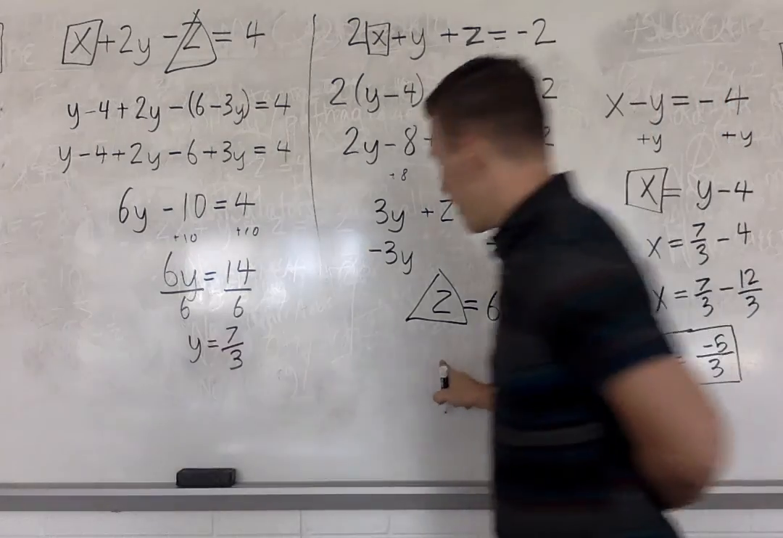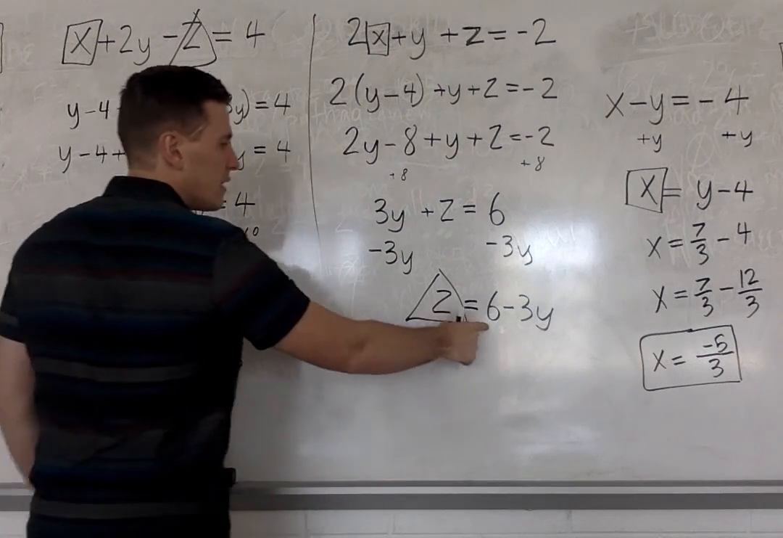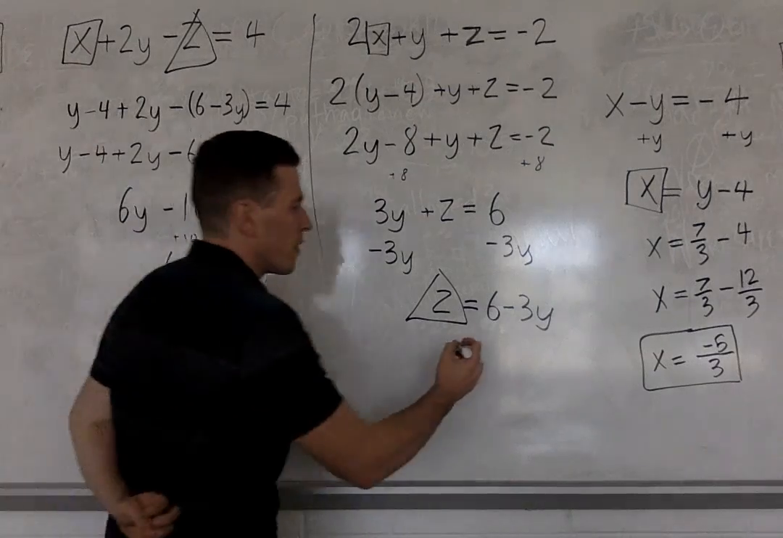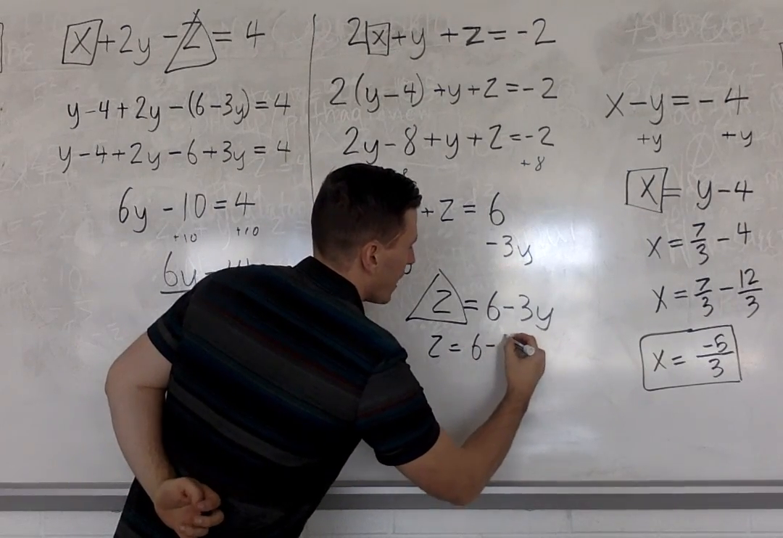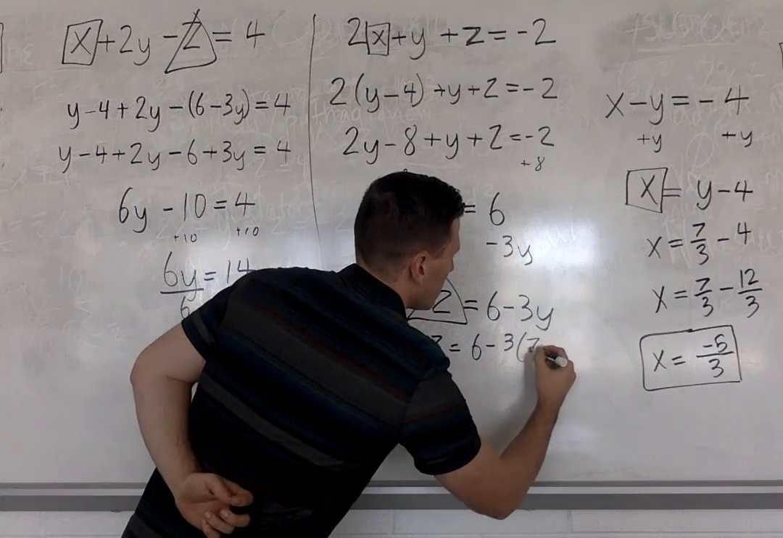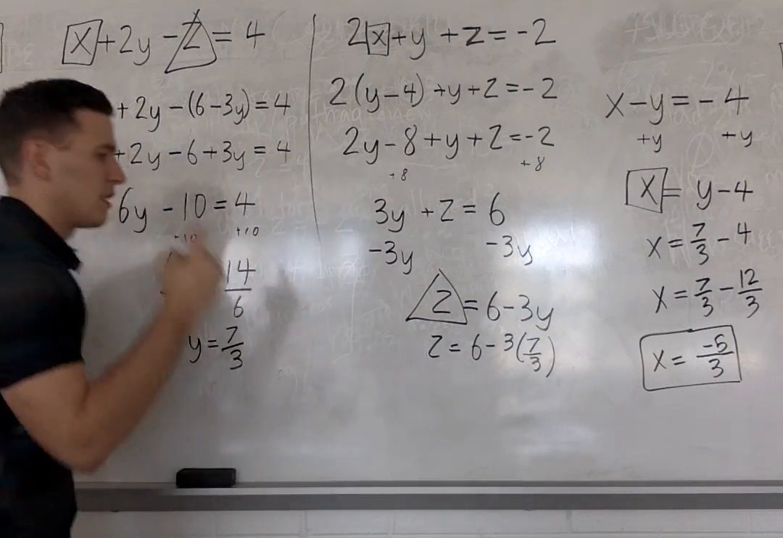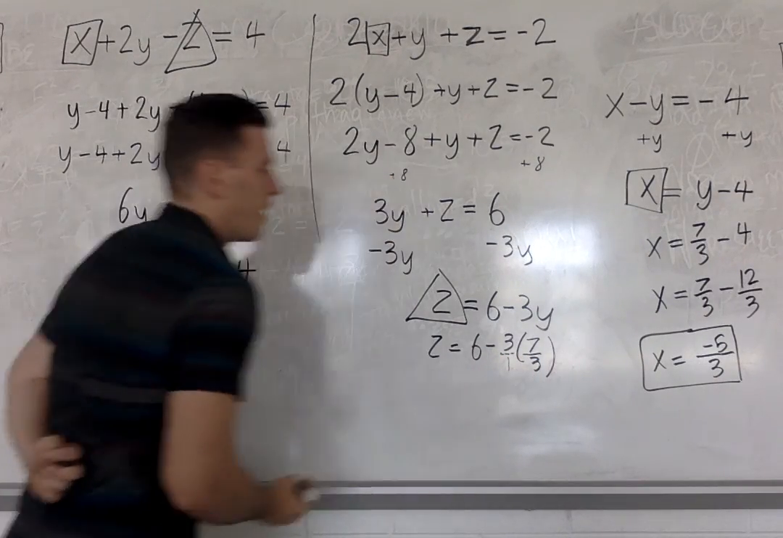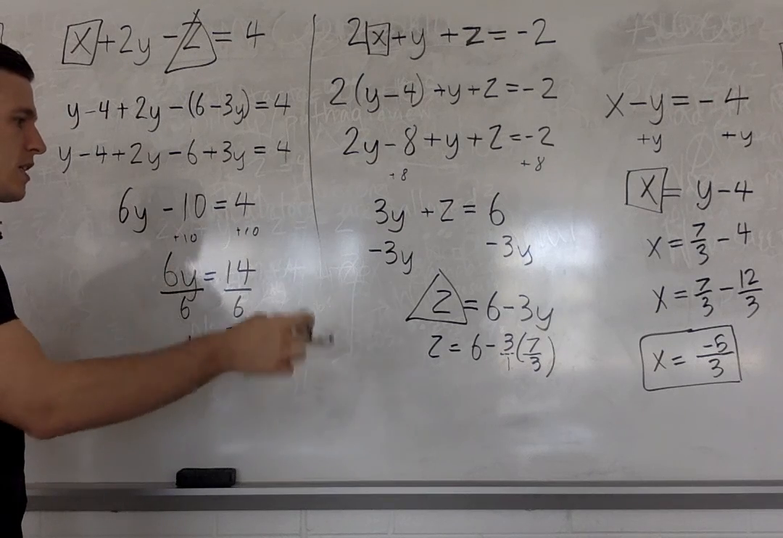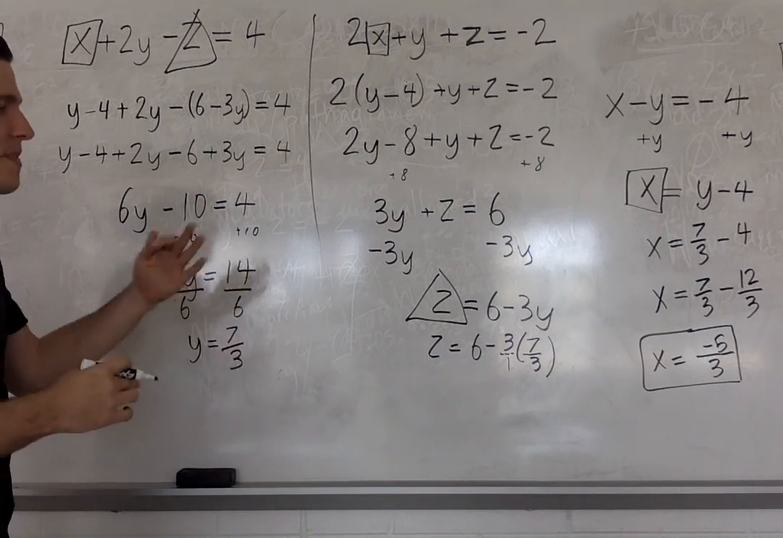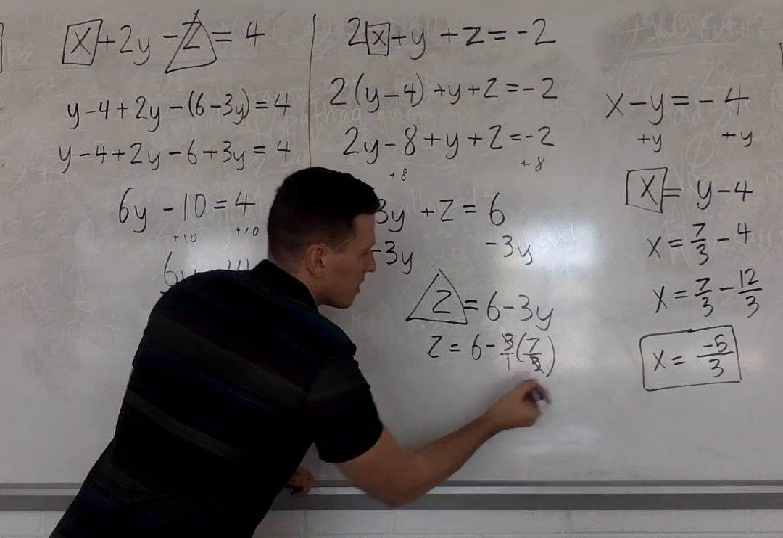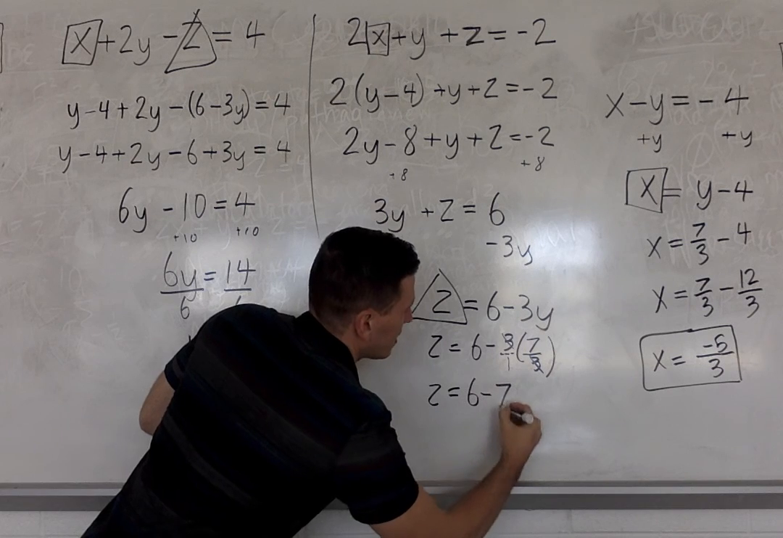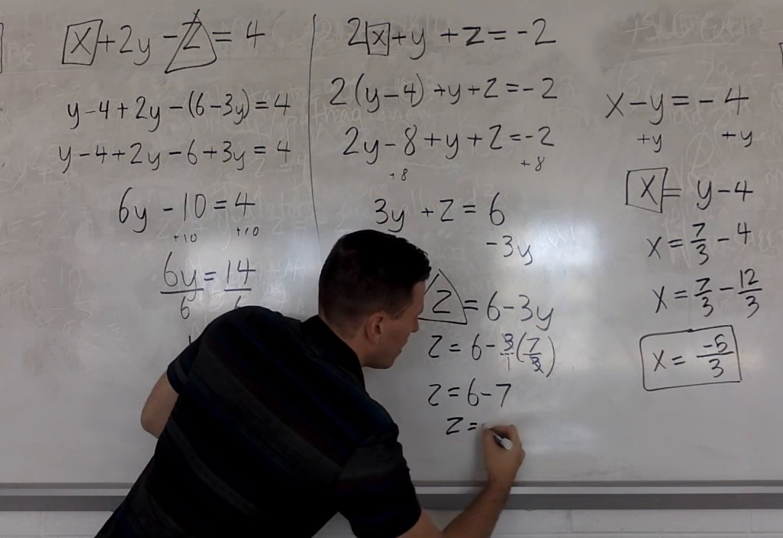And then for z, same scenario. I know that z is 6 minus 3 times y, and since y is 7/3, then I know that z is going to be equal to 6 minus 3 times 7 over 3, because 7/3 is what y is equal to. This is the same as 3 over 1, because it's a whole number. 3 times 7 is 21/3. That'll reduce back down to 7, or you could even think of it as canceling the 3's. So z is going to be equal to 6 minus 7, which is negative 1.